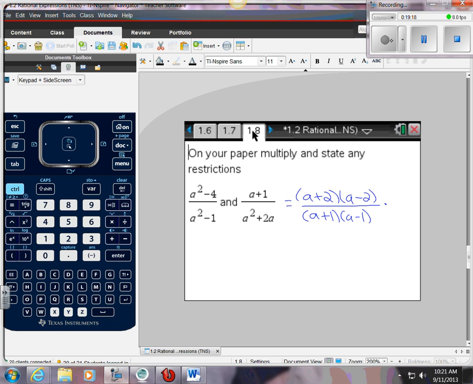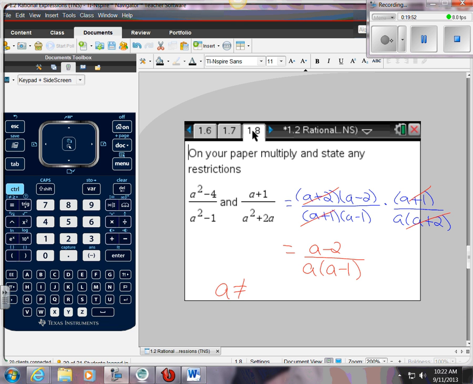Numerator, second fraction. Leave it alone. Denominator, second fraction. Good. A times the quantity a plus 2, GCF, right? What factors? Or what cancels, I'm sorry. Yeah. Good. Okay. A minus 2 in the numerator. Good. Let's talk restrictions.